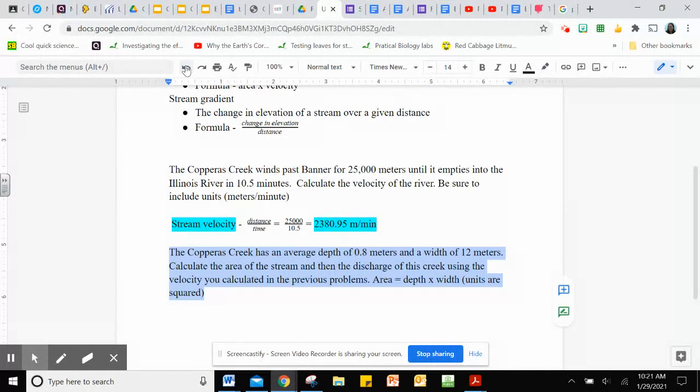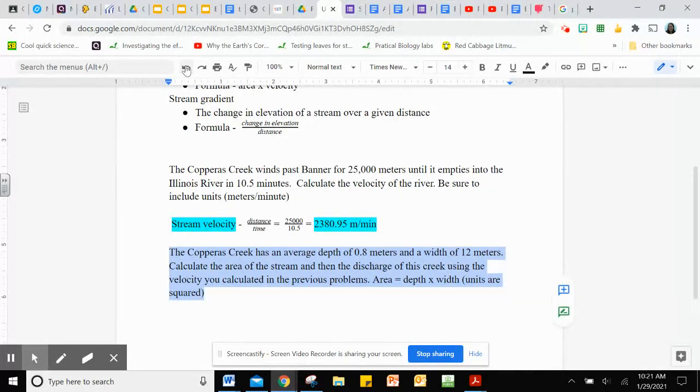The next question about Copperas Creek has to do with discharge. The Copperas Creek has an average depth of 0.8 meters and a width of 12 meters. Calculate the area of the stream and then the discharge of this creek using the velocity you calculated in the previous problem, which we have our velocity right above. And I give you the formula again for area is depth times width, and the units are going to be squared. So in this case, we're given our depth and our width in meters, so it'll be meters squared.